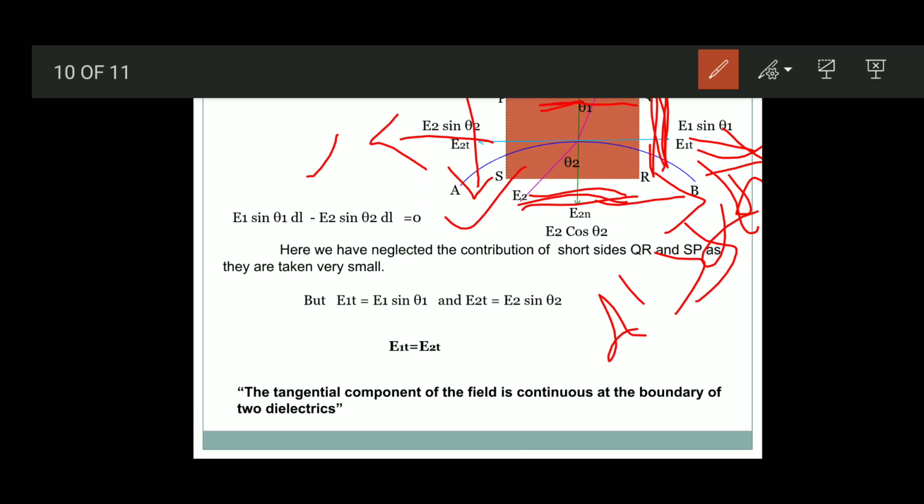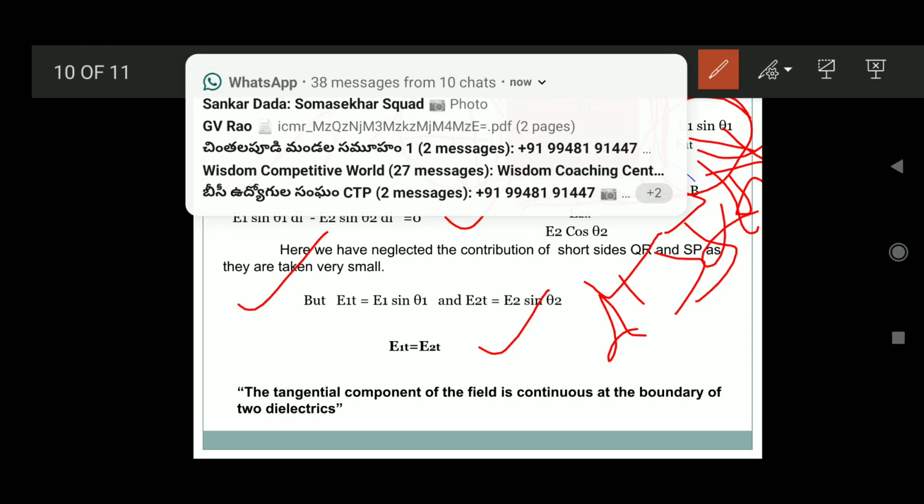But we know the tangential components are E1t equal to E1 sin theta 1, and E2t equal to E2 sin theta 2. When we substitute these values into the above equation, E1t is equal to E2t. So the tangential component of intensity of electric field at the boundary between two dielectrics is the same. This is called the second boundary condition.